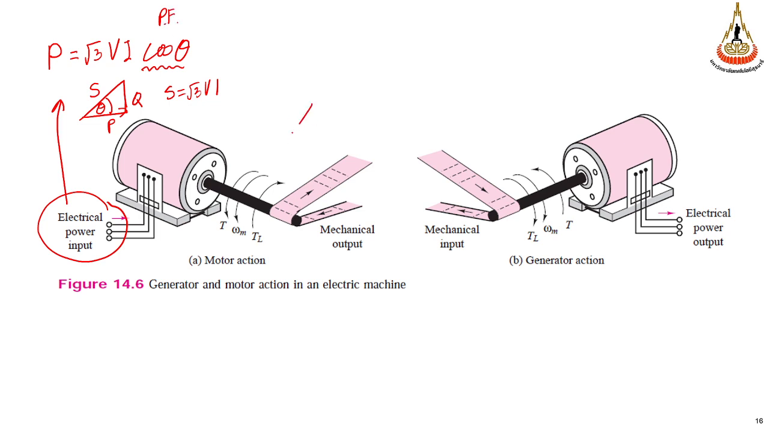And how to calculate mechanical power? Mechanical power, this is electrical power. Mechanical power, how to calculate? It is the torque times the angular velocity omega. Have you learned it in mechanics? Torque is in Newton meter, and omega is in radian per second. You can get this in watt.